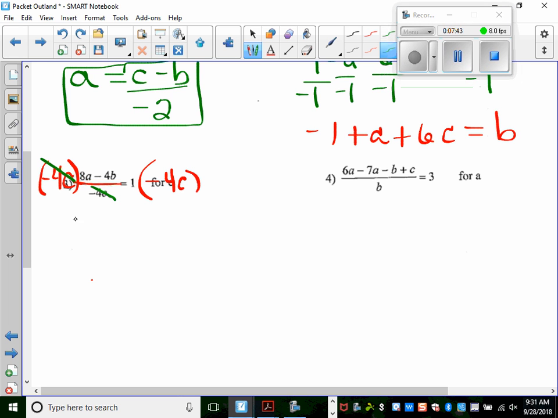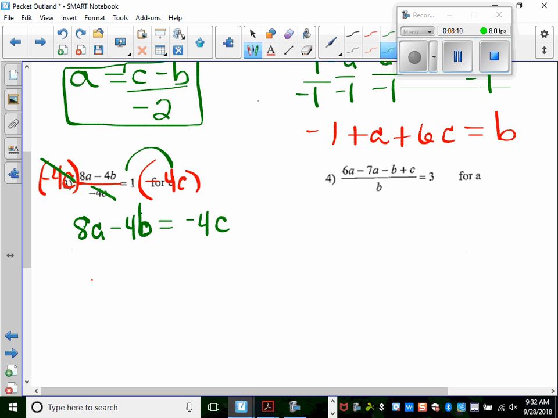So I'm going to have 8a minus 4c equals negative 4c. Now, how did that equal negative 4c? Because I multiplied 1 times negative 4. You can multiply unlike terms, and you can divide unlike terms. You cannot add or subtract them. All right, so that should be 8a minus 4b, all right?